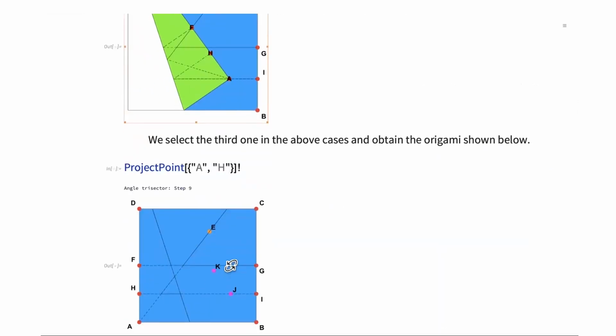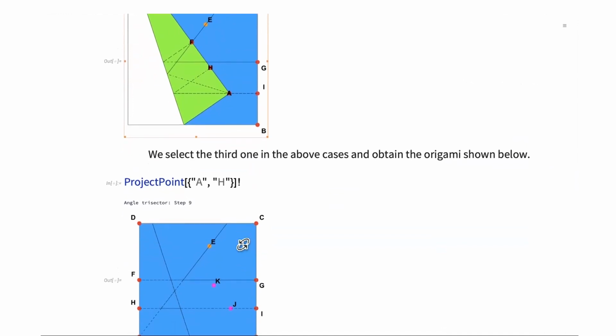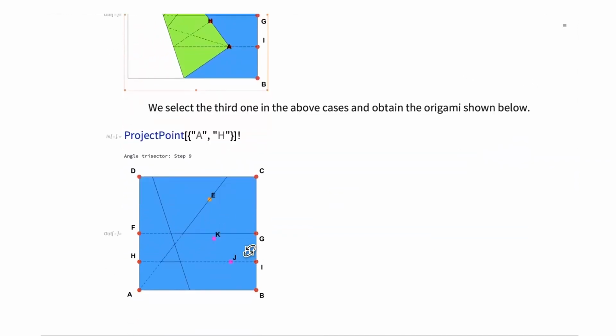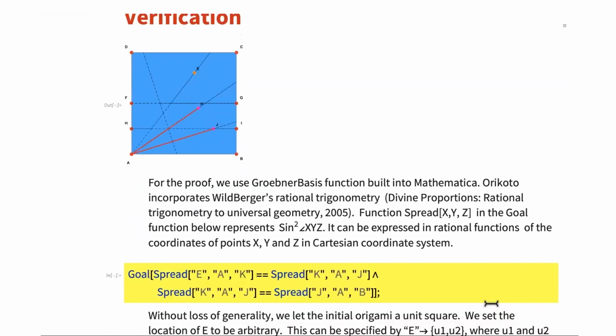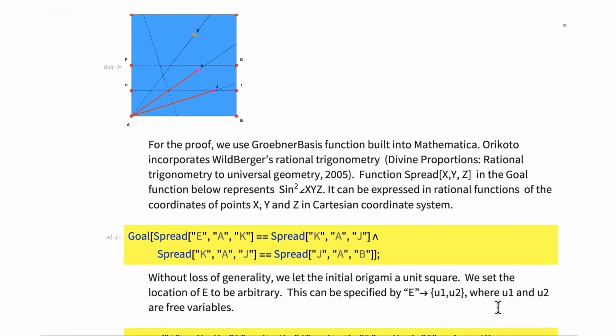To make it nicer, I project those points, give them new names, and here we go. You have K and J. KA and KJA are trisectors. Okay, so we are done. The long-standing problem is solved. The next thing is, are you sure? In order to do that, we need to tell the system what we should prove.